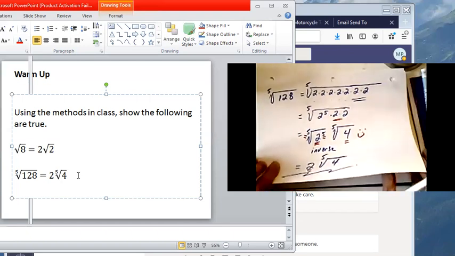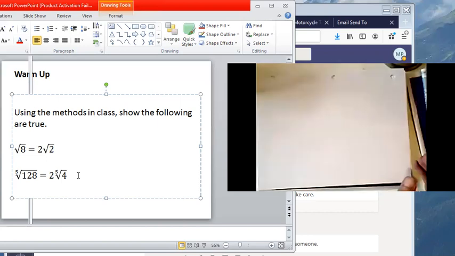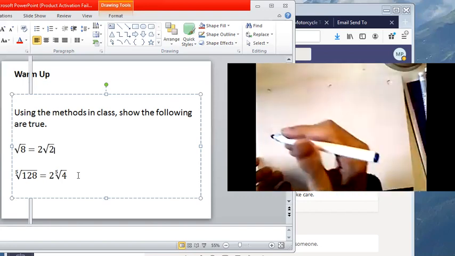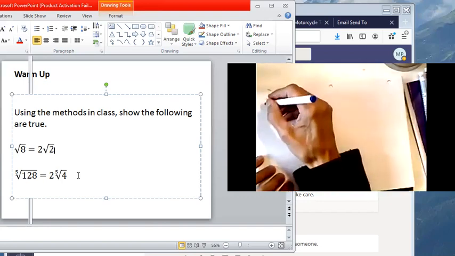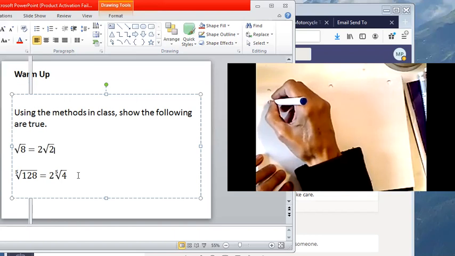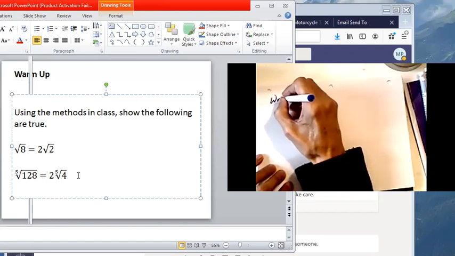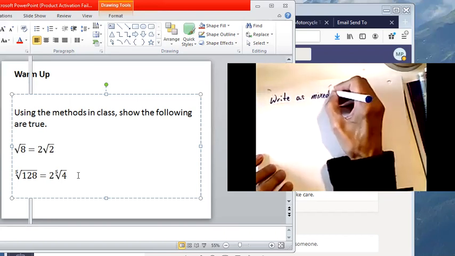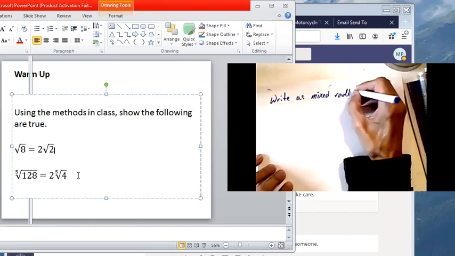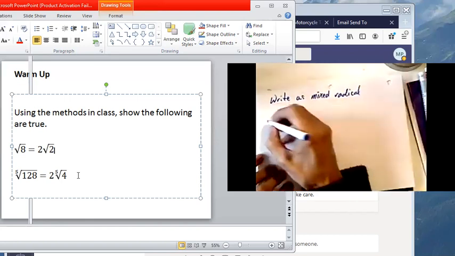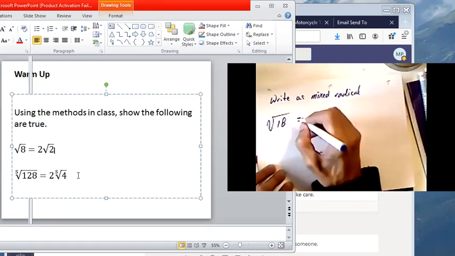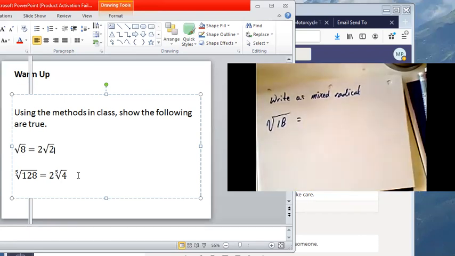It's another practice one, or another couple. How about this one here? Okay, so this is writing as a mixed radical. This is what we're doing. So you're going to start with 18. Square root of 18 like that.